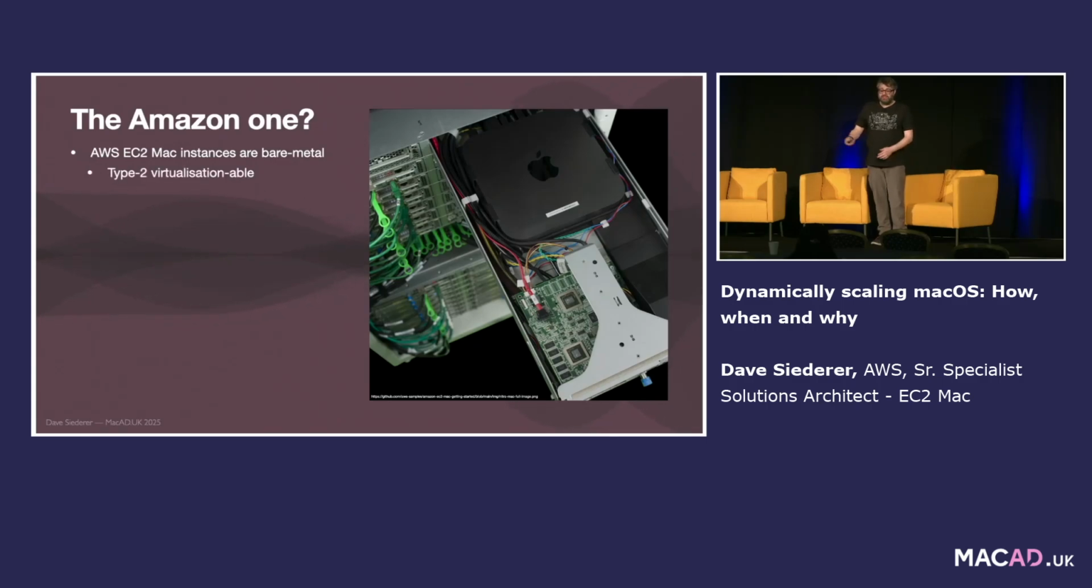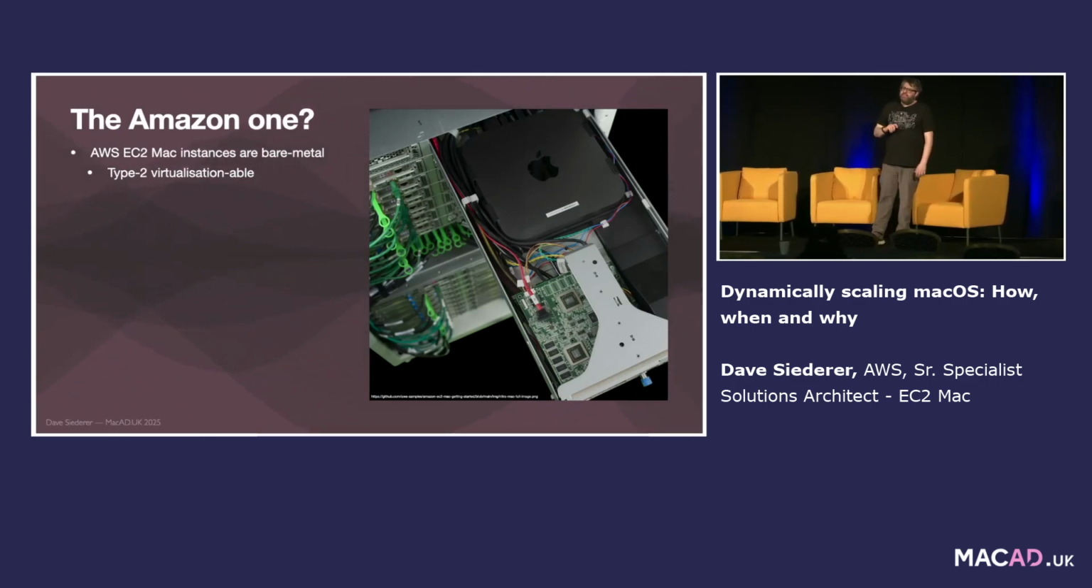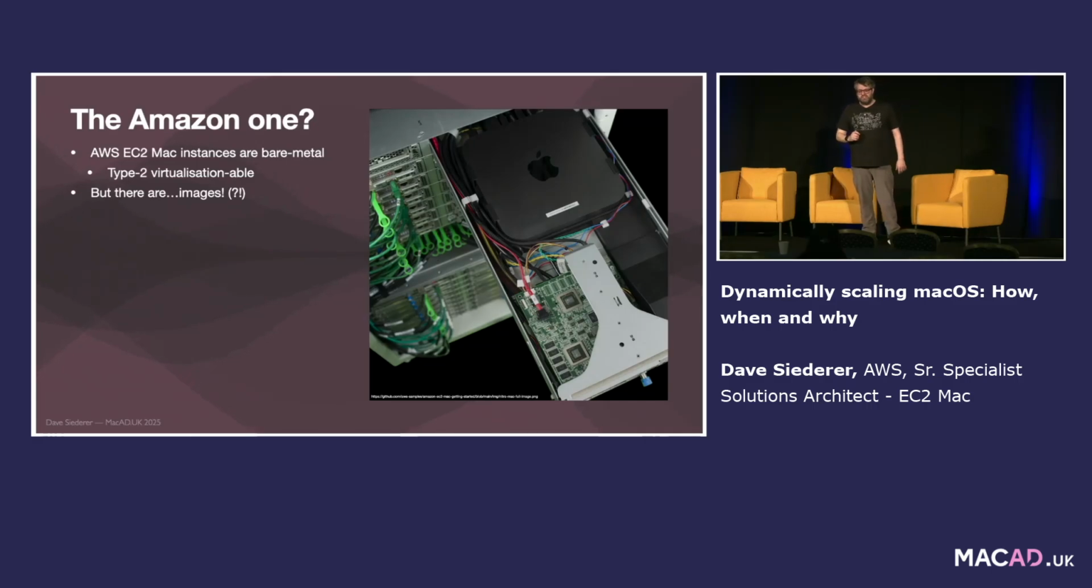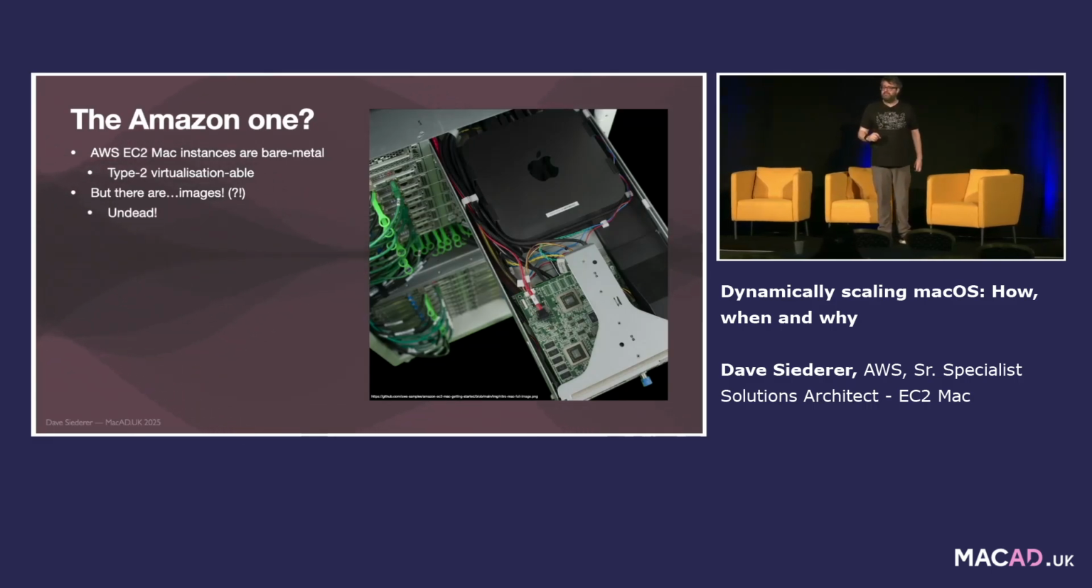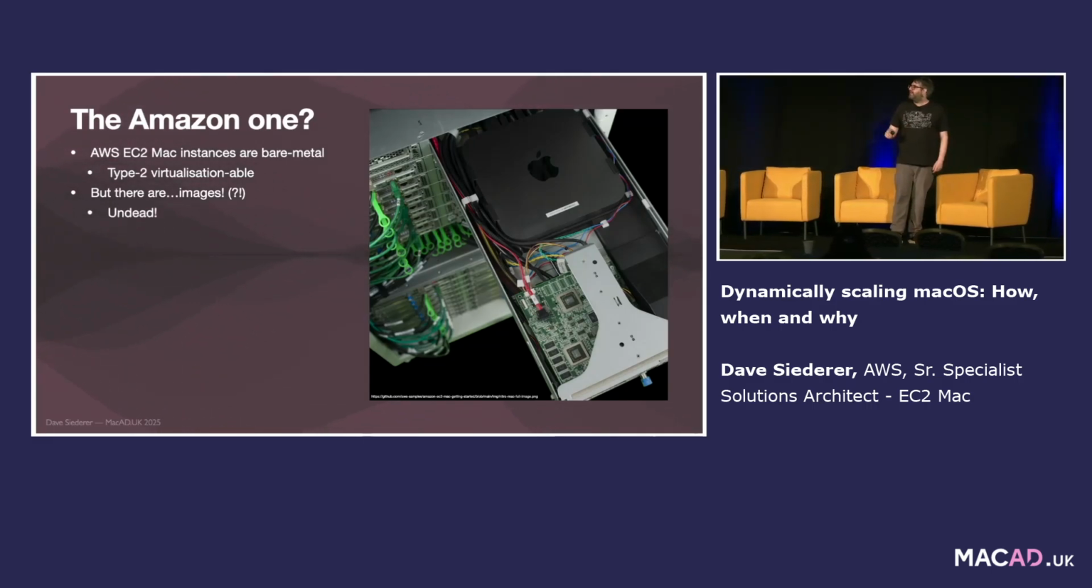And the neat thing is, it's bare metal. It's type 2 virtualizationable, which is not quite a word. But yes, you can run VMs on top of an EC2 Mac, because when you boot one of these up, you get a Mac. And then things get weird because there's images. Really, images are kind of undead in the cloud.